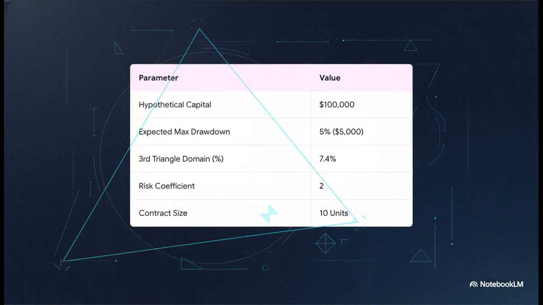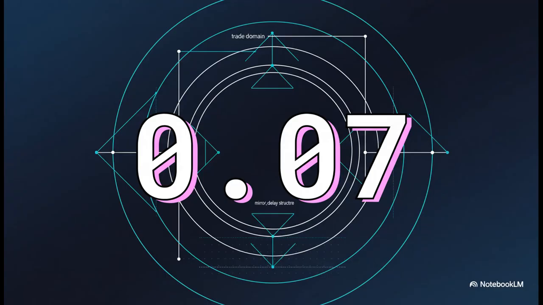Now, a risk profile was also a huge part of this initial plan. It was all based on a hypothetical capital of $100,000. The maximum allowed loss, what we call drawdown, was capped at 5%. Other key inputs for the model's risk math were the third triangle domain, a risk coefficient, and of course, the contract size. So you take all those risk parameters, you plug them in, and the model calculates a very specific trade size for each of those two potential entries. And in this case, that size came out to 0.07.